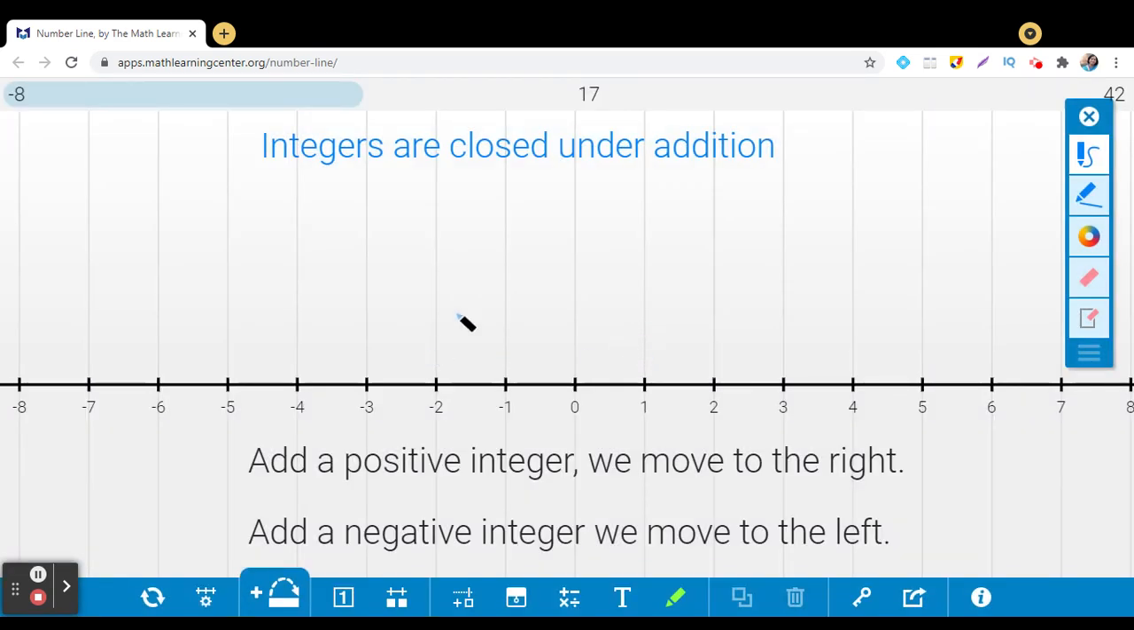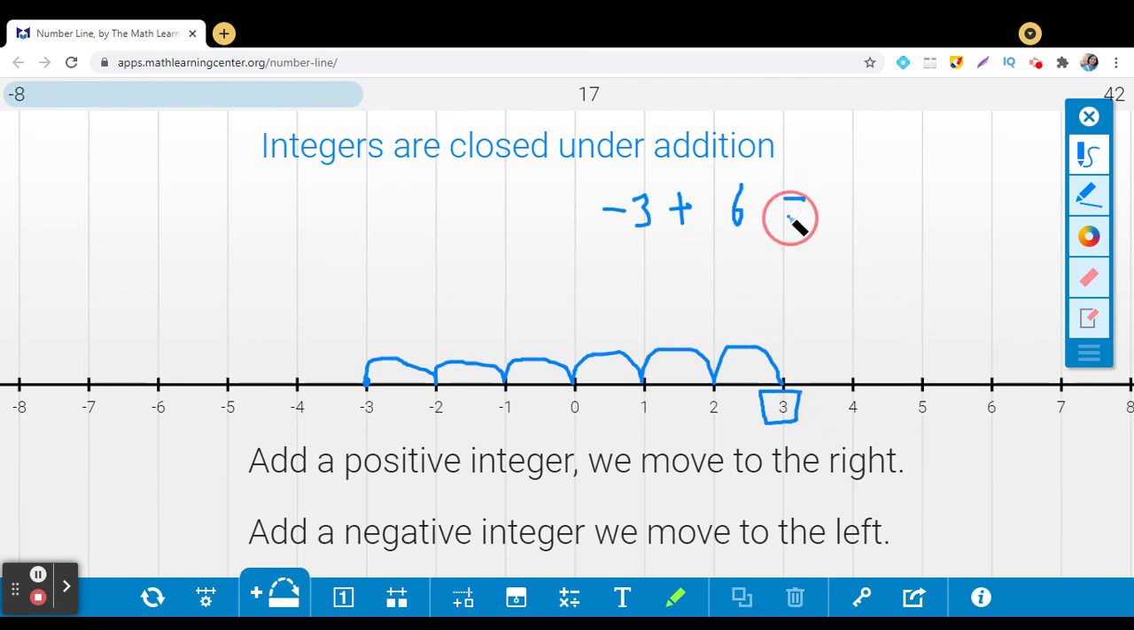Here, minus 3 plus 6. See what happens. We begin with minus 3. And now you tell me where we have to move. Yes, to the right. How many steps? 6. So 1, 2, 3, 4, 5, 6. What is the answer? The answer is 3.